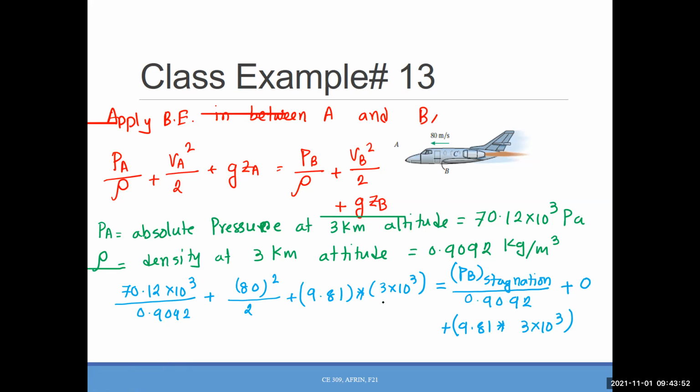Since you have the same Z on both sides, g ZA and g ZB, you can cancel those two if you want, or you can keep that. Okay, so what will be the pressure and everything here? Let's cancel these two because they are the same thing on both sides. If you don't want to cancel, that's okay also. So give me the number. Actually, let's not cancel that, because I think you will be confused at some point. So let's keep that and find out the answer.